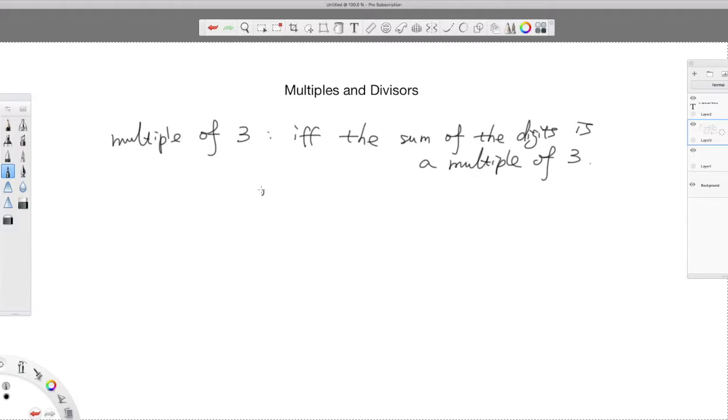So for example, problem number 1, 972. Instead of actually dividing this number by 3 and looking at the remainder, you are just going to check: is 9 plus 7 plus 2, which is the sum of all the digits, which equals 18, a multiple of 3? And 18 is obviously a multiple of 3. So 972 is a multiple of 3 as well. And we're going to actually see why.